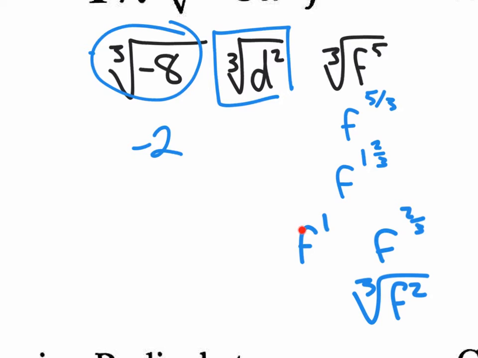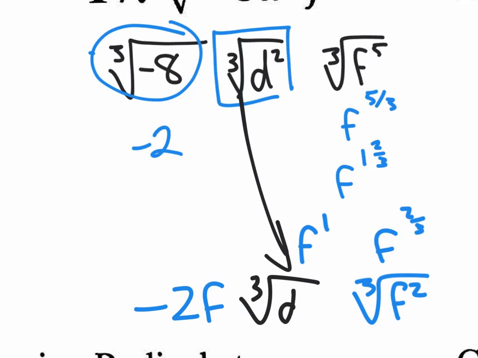The f to the 1, I'm going to bring it down on my answer at the end. This negative 2, I'm going to bring it down. So let me bring down the negative 2. Let me bring down the f to the 1 right next to it. And this one I didn't change. I'm just going to bring that down. It's going to be the third root of d squared.